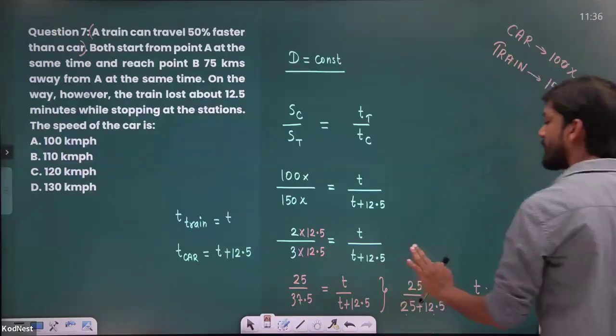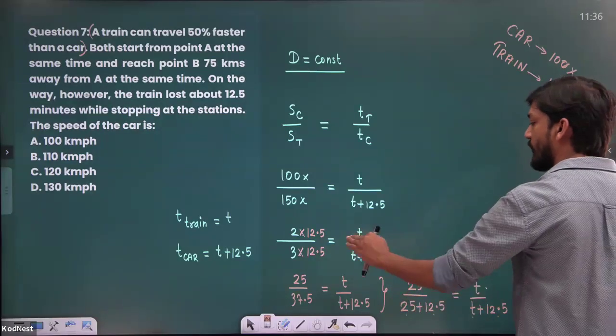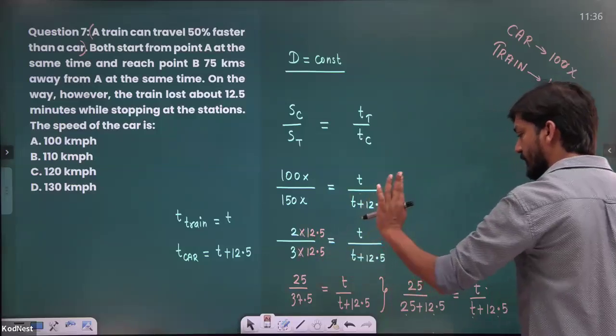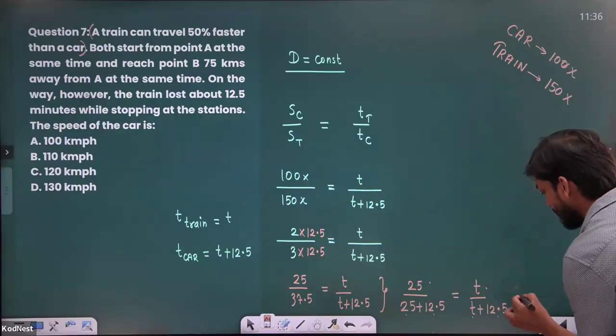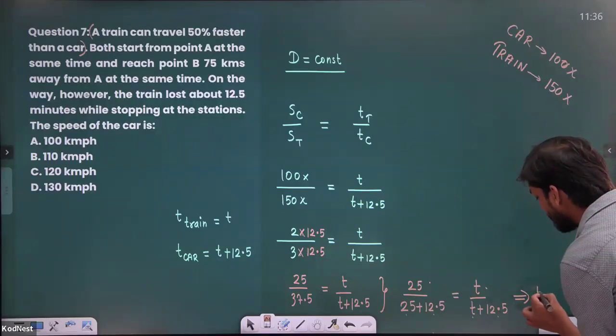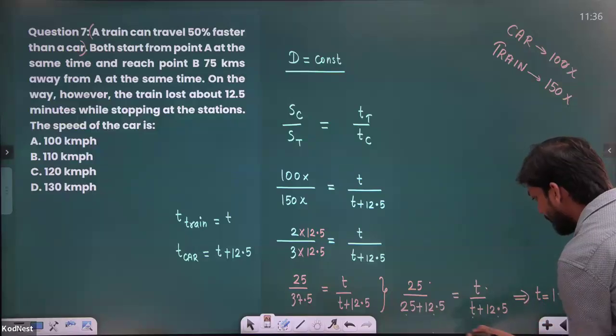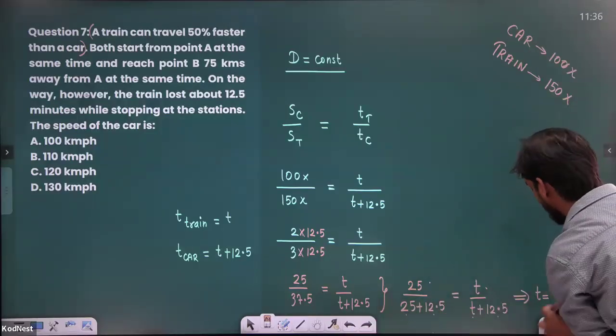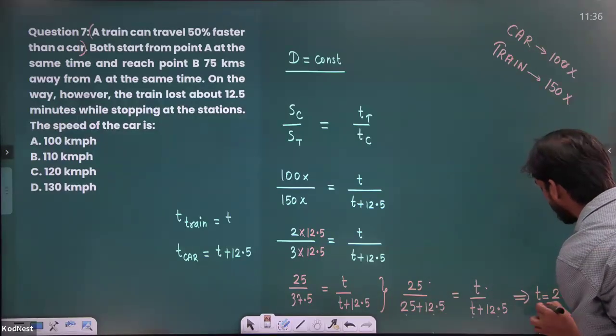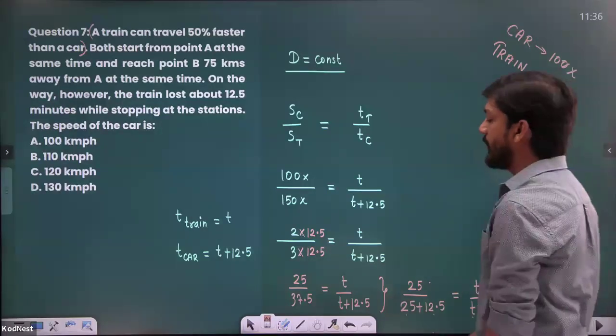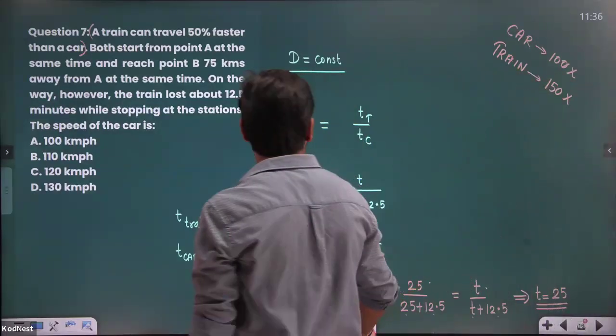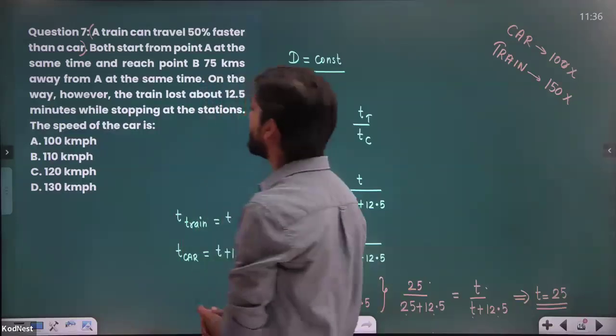The second way is solving by the ratio. Actually I'm thinking 2:3. This is what I'm thinking. So this will give you t equals 25. All right. 25 minutes, please remember.